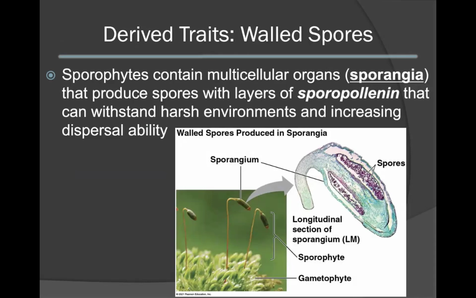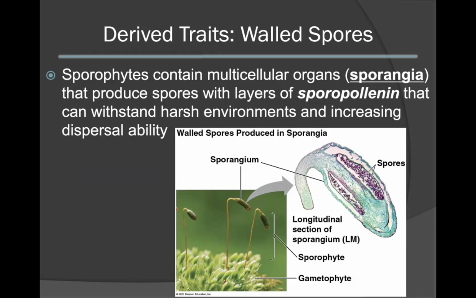Sporophytes are the parts of the plant that contain multicellular organs called sporangia. It is in the sporangia where the spores are produced. As stated previously, the spores can have layers of sporopollenin, which is a polymer that can withstand harsh environments. It also serves to increase the dispersal ability of the spores.